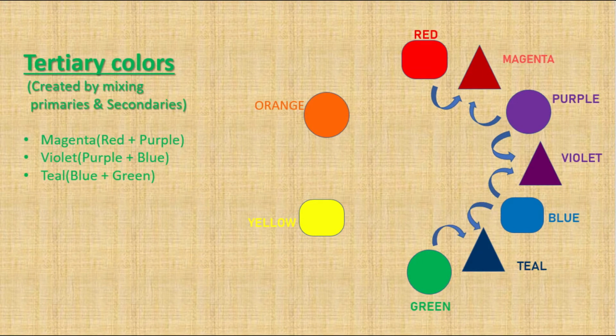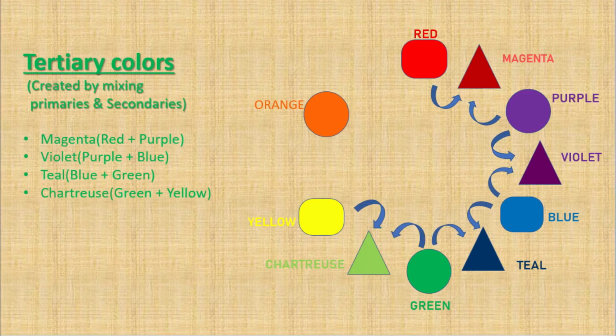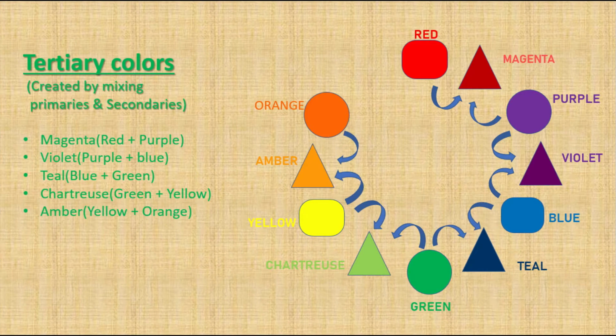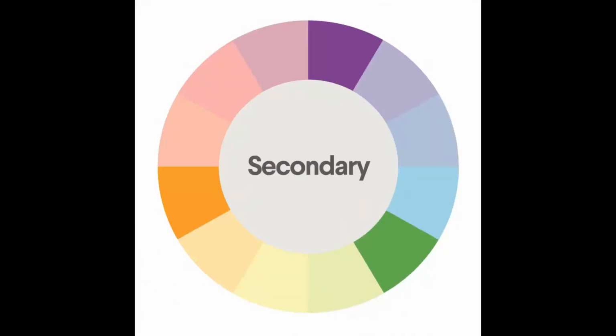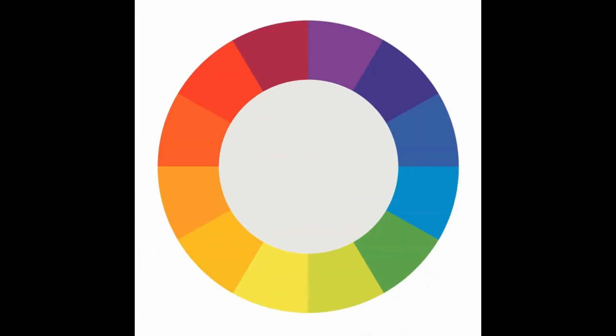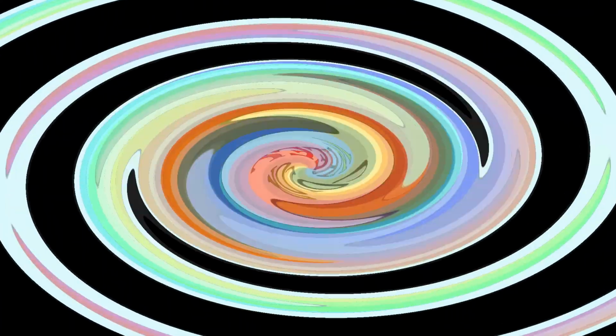Mixing green plus blue gives us chartreuse. Mixing yellow plus orange gives us amber. Mixing orange plus red gives us vermilion. Now combining all these colors, we have our basic color wheel. You would probably know by now where it gets its name from.